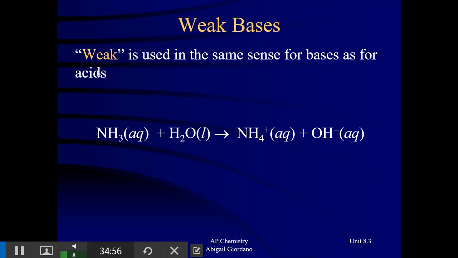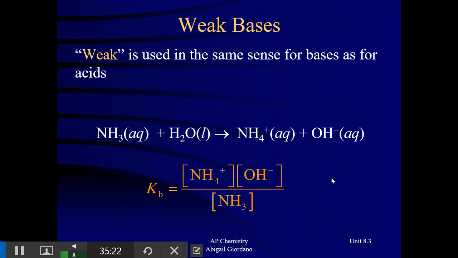And when we say that this base is weak, it means the same thing as it did before. This reaction will not proceed very far in the forward direction. Ammonia is going to stay, for the most part, as ammonia. Very, very little of it is going to be converted into ammonium and hydroxide, but a little bit will. We can set up equilibrium expressions just like the weak acids, except instead of Ka, now they're Kb expressions. B for base.